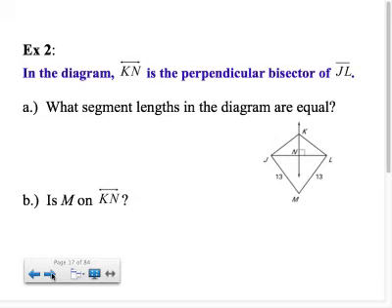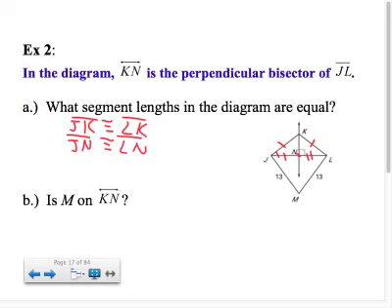Example 2 says in the diagram KN is the perpendicular bisector of JL. What segment lengths in the diagram are equal? Well, based on the fact that we know point K lies on the perpendicular bisector, we know that JK has to be congruent to LK. We also know that N's the bisector, so we know that JN and LN are also congruent. And based on the fact that this is 13 and that's 13, we can say that JM is congruent to LM. So we know all those segments are congruent.